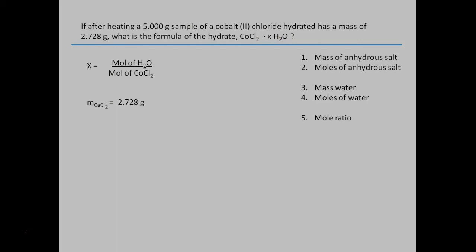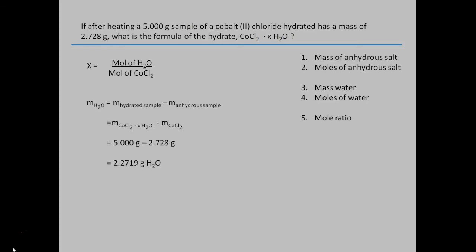Well, we're told the mass of our anhydrous salt directly, because it's the mass that's left over after the hydrated salt was heated. The difference in the two masses is the water. So therefore we're left with 2.728 grams of cobalt(II) chloride. Okay, so we can take our mass of cobalt(II) chloride and multiply it by the inverse of the molar mass, and this will tell us how many moles of cobalt(II) chloride are left after the sample was heated.